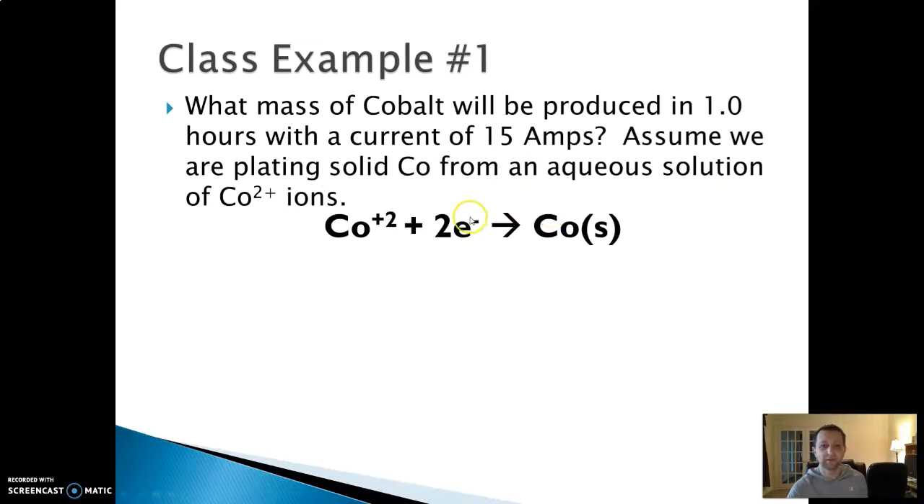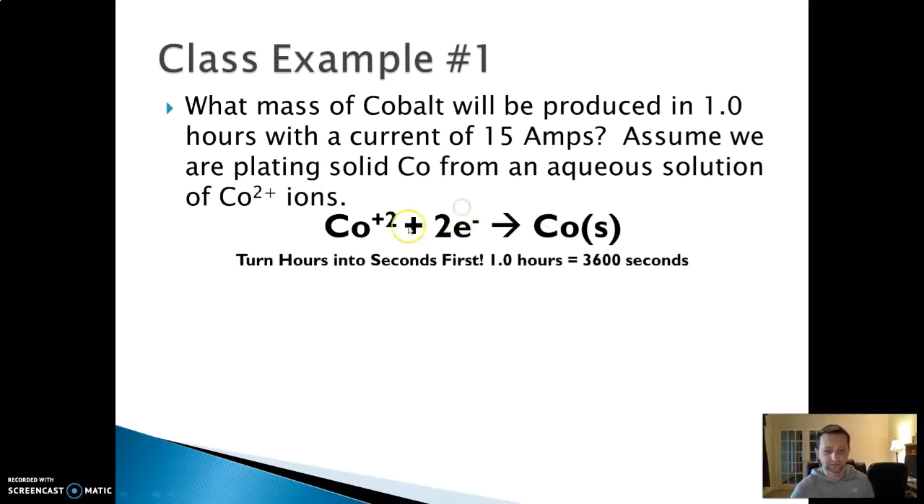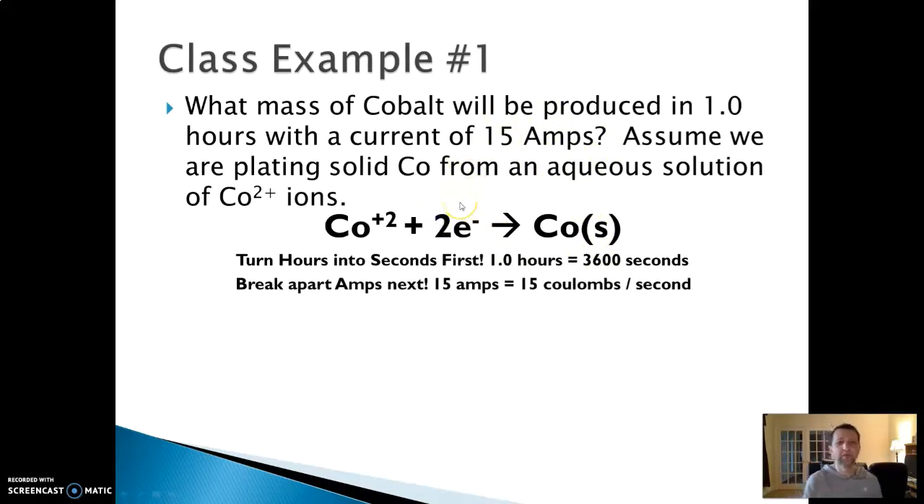Okay, so that's the next thing we need to do. Break apart some things. Turn hours into seconds. So 1 hour, you can just factor label it. 1 hour gives you 3,600 seconds. And then I like to take my amps or my amperes and break that apart as well. So break apart your amps so you know what units you have within that. And you have 15 coulombs per second.